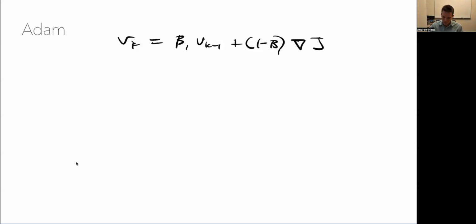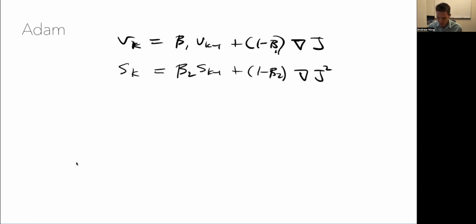And here I've put a beta 1, because I'm going to have a different beta here. So this is V, and then this is S. This is the running average of my gradient squared, and it's got a different value. So it's a different hyperparameter. We're going to call it beta 2. Again, just running averages. These are the exact same things we just saw. Again, element-wise squared, and typical values: this is like 0.9, this is what's in the paper, and this is, I think, 0.999.